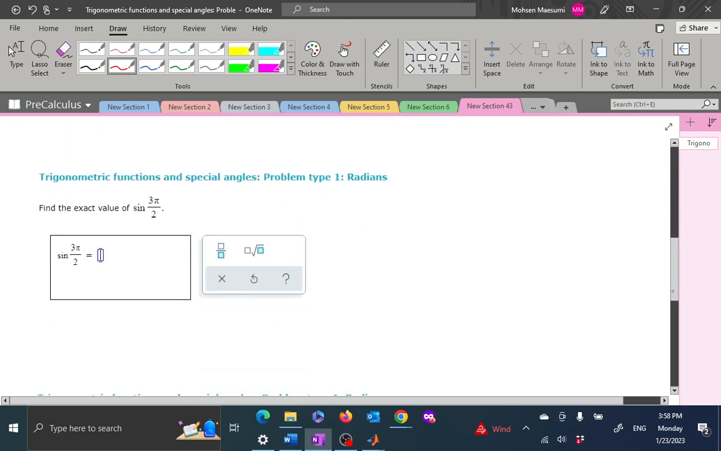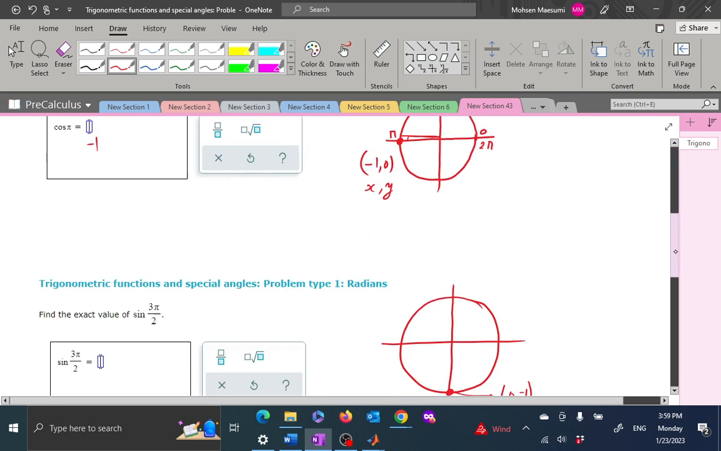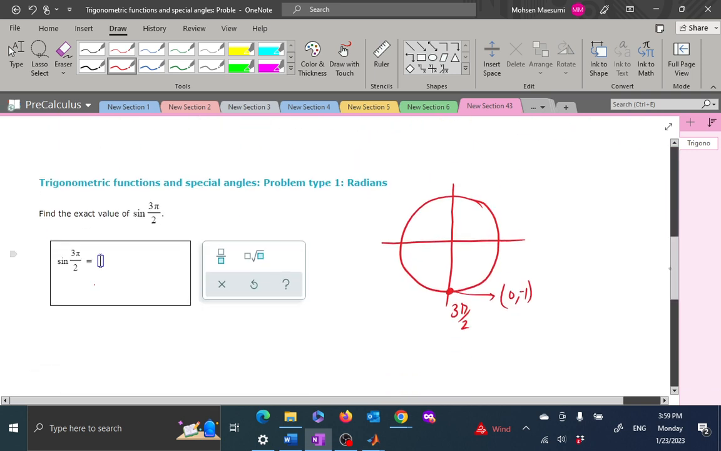Sine of 3 pi over 2. So where is 3 pi over 2? We have to remember 3 pi over 2 is here. The coordinate of that, x of it is 0 and y of it is minus 1. What is sine? Sine is y, so we are at minus 1.